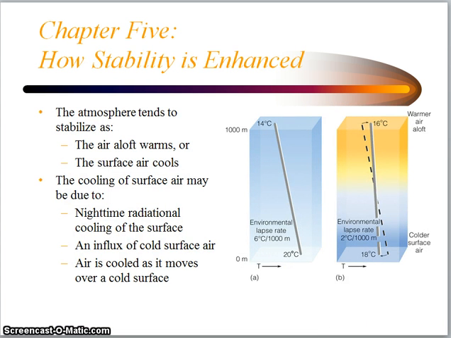How does the air stabilize? Well, the air becomes stable as the air aloft warms or the surface air cools, or a combination of both. How can the surface air cool? Well, the sun goes down. You get nighttime radiational cooling of the surface. Or if you get air on the surface that's colder, that's transported in from somewhere else, like a cold front coming in. Or the air is cooled as it moves over a cold surface. So these are ways that stability is actually enhanced.